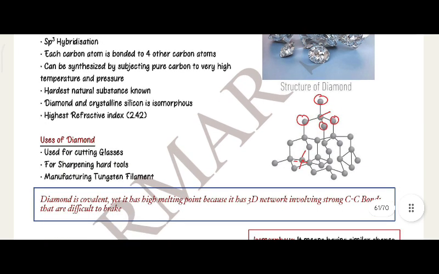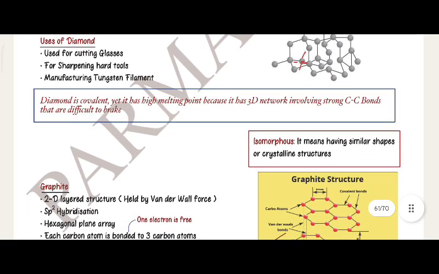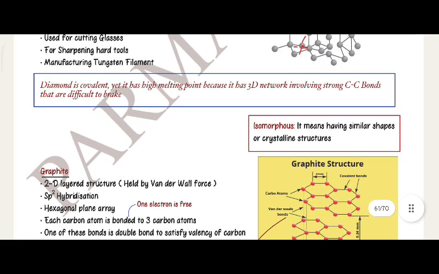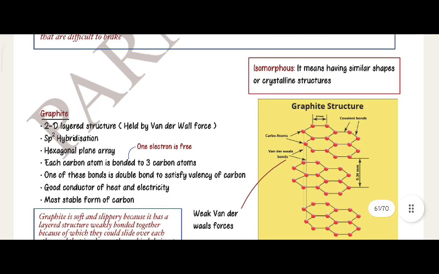Uses of diamond: for cutting glass, for sharpening hard tools, manufacturing tungsten filament. Diamond is covalent, yet it has a high melting point because it has a 3D network involving strong C-C bonds that are difficult to break. Isomorphous means having similar shapes or crystalline structures.